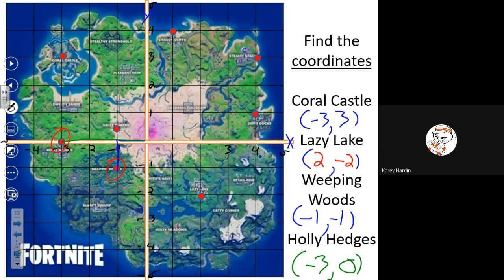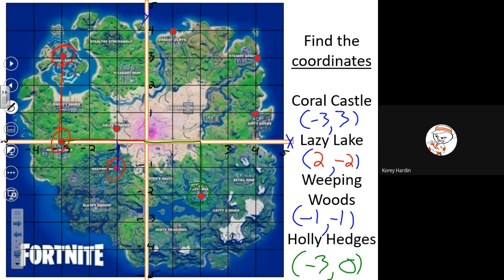All right? Now, once again, we're going to look at this the opposite way, in finding my directions through this. So Coral Castle, if I'm trying to get to Coral Castle, I go left 3 and then up 3. So -3, 3, Coral Castle. If I'm trying to find Lazy Lake, 2, -2. So I go 2, -2, Lazy Lake.